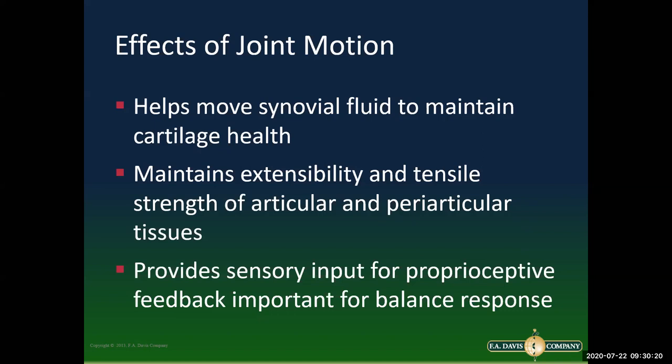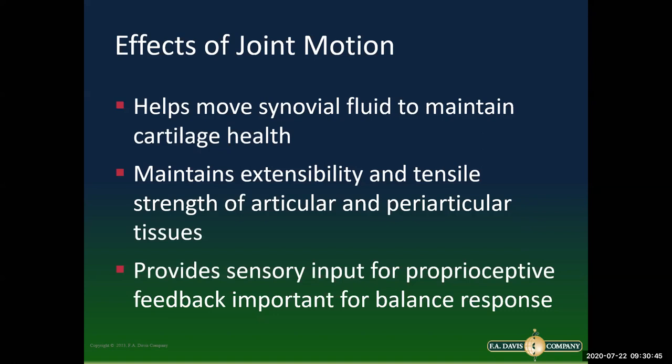And it provides sensory input for proprioceptive feedback. It could be for balance response, but it can also just be for pain relief. There's something about that pop when they're doing grade fives or when they're doing manipulations. Just think about it. When you pop your joints, there's something about that, you're like, oh, that's good. Right? You get that feeling.